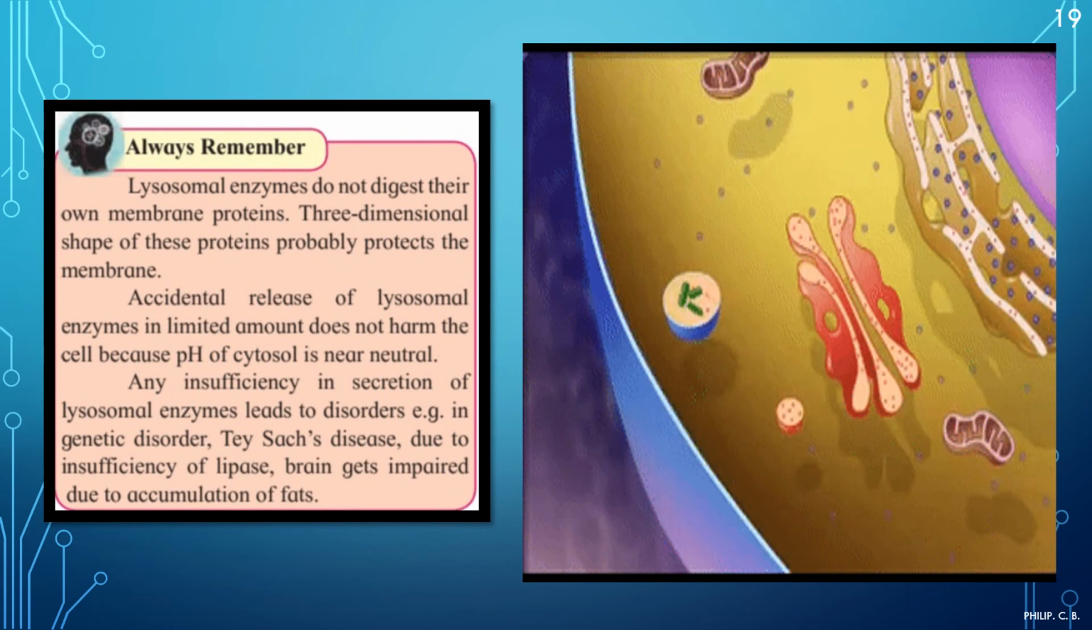Further, always remember, lysosome enzymes do not digest their own membrane proteins. Three-dimensional shape of these proteins probably protects the membrane. Accidental release of lysosomal enzymes in limited amount does not harm the cell because pH of cytosol is near neutral. Any insufficiency in secretion of lysosomal enzymes leads to disorder, which is genetic disorder. That's why genetic disorder also takes place because of the insufficiency of secretion of lysosomes, such as Tay-Sachs disease. Due to insufficiency of lipase, brain gets impaired due to accumulation of fats.